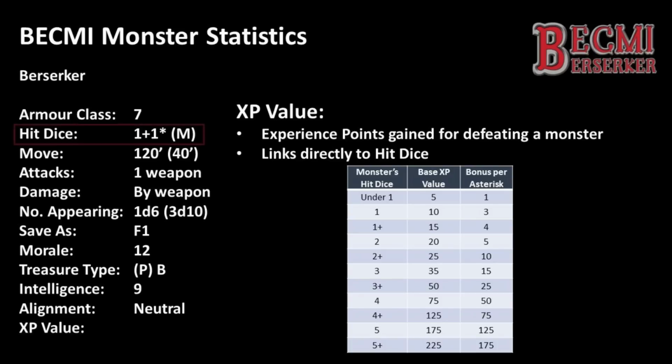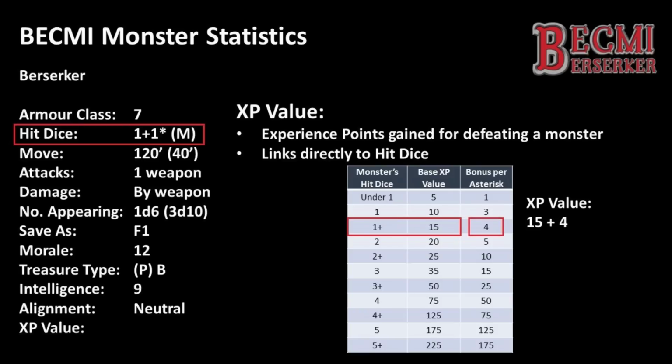So reading across a Berserker's hit dice of 1+1 with an asterisk, we would first take the amount given for a 1+ hit dice creature, which is 15, and then add the amount for having 1 asterisk, which is 4, giving a total XP value of 19. Checking the Berserker monster statistic, we can see that this is correct.